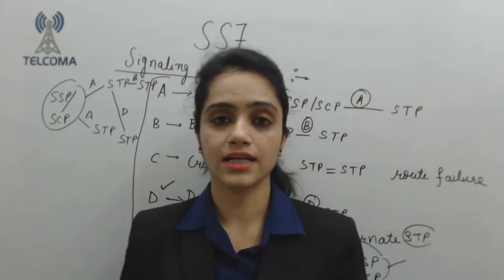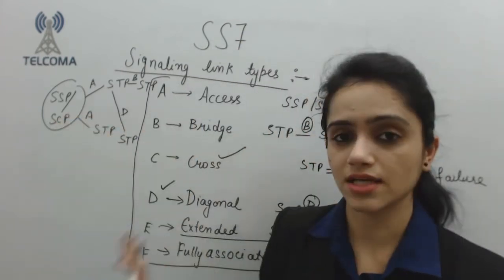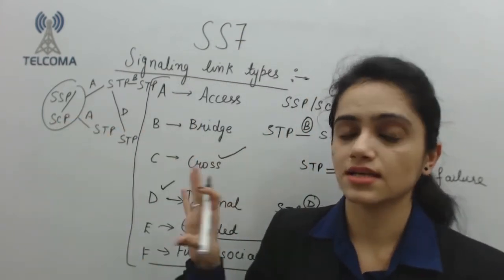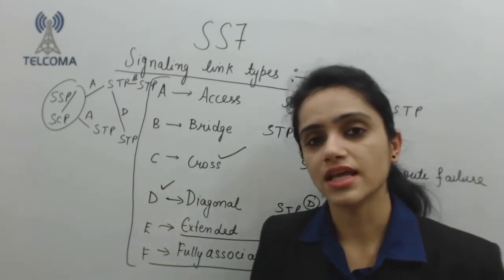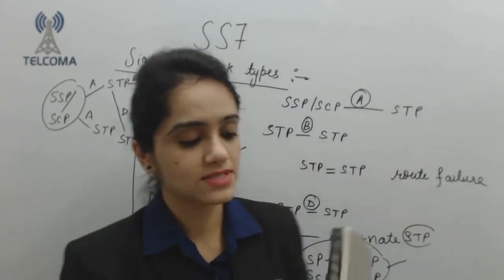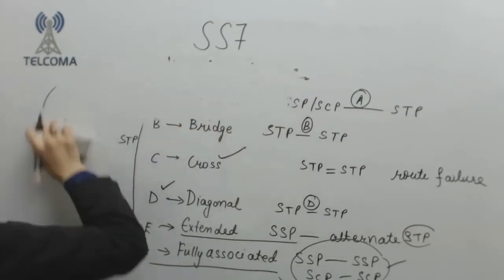Now in a complete architecture, we have drawn the various signaling points. We have discussed the signaling points, and after that the various links between them. Now comes the next entities in SS7 which are required.